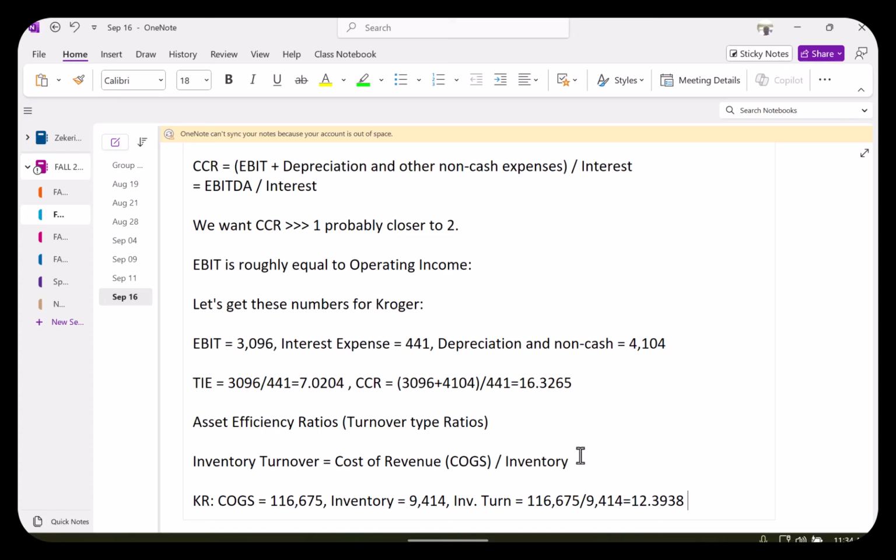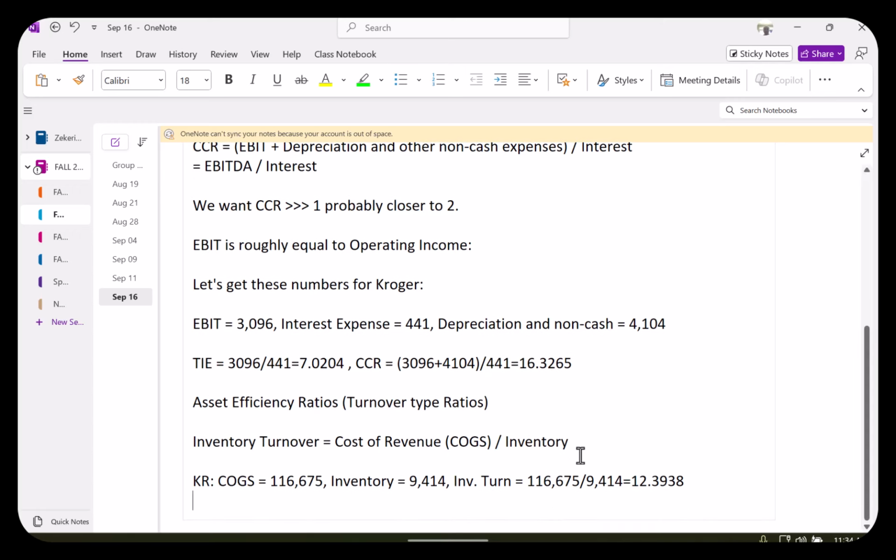The interpretation of inventory turnover is you effectively sell your inventory on average about 12 and a half times a year. Remember, these cost of goods sold numbers are from 10Ks, so they're annual. If I had gotten them from the 3-month 10Qs, that would have been a quarterly number.